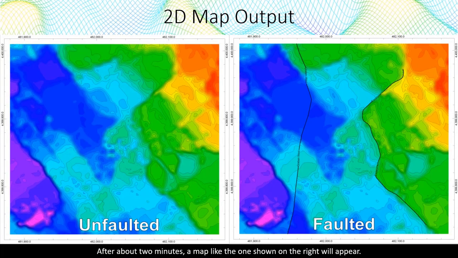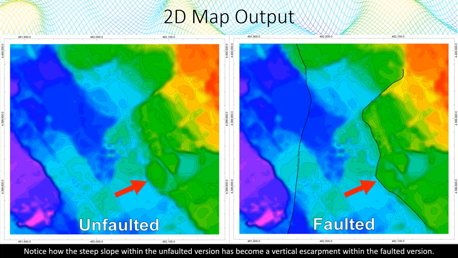After about 2 minutes, a map like the one shown on the right will appear. For comparison, the unfaulted version is shown on the left. Notice how the steep slope within the unfaulted version has become a vertical escarpment within the faulted version.